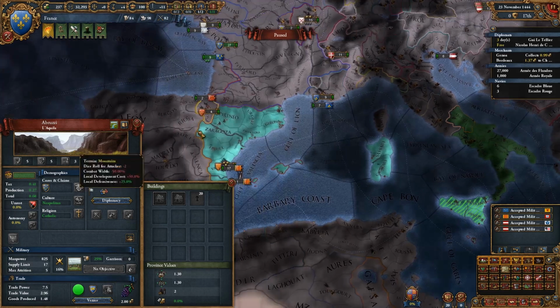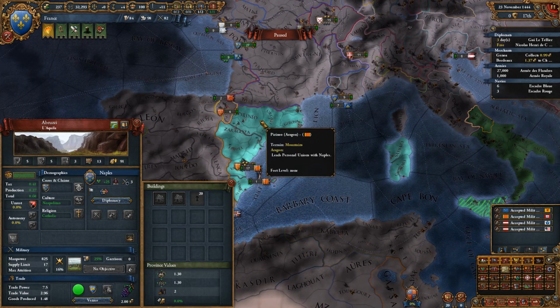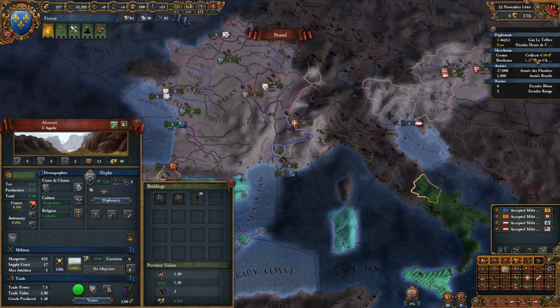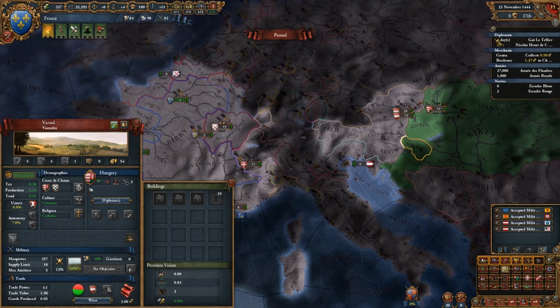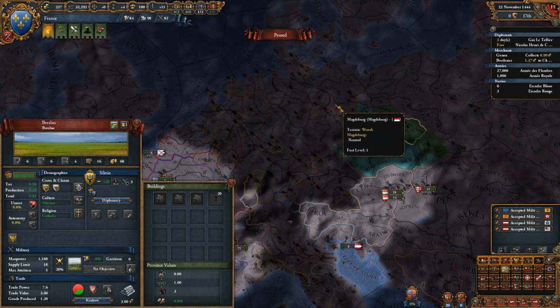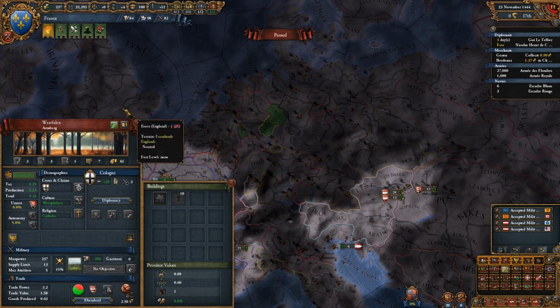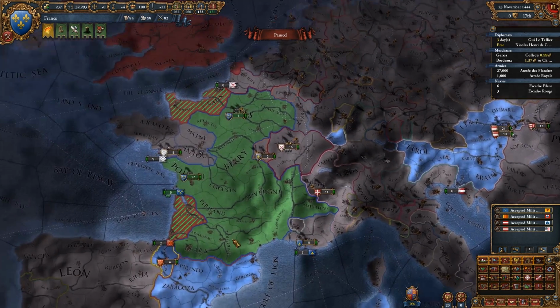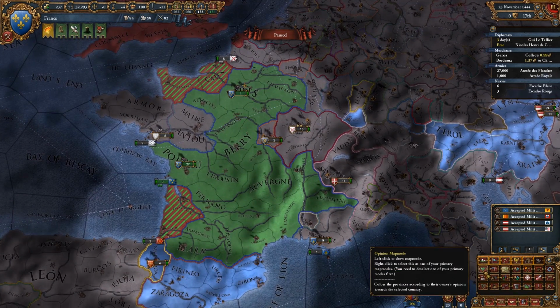Naples is in a personal union with Aragon there. It's just a good way to have a look around and see who's allied with who, who's a vassal of who, who's at war with who. Just a good way to have a look at things like that. So let's just quickly go through the rest of these map modes.